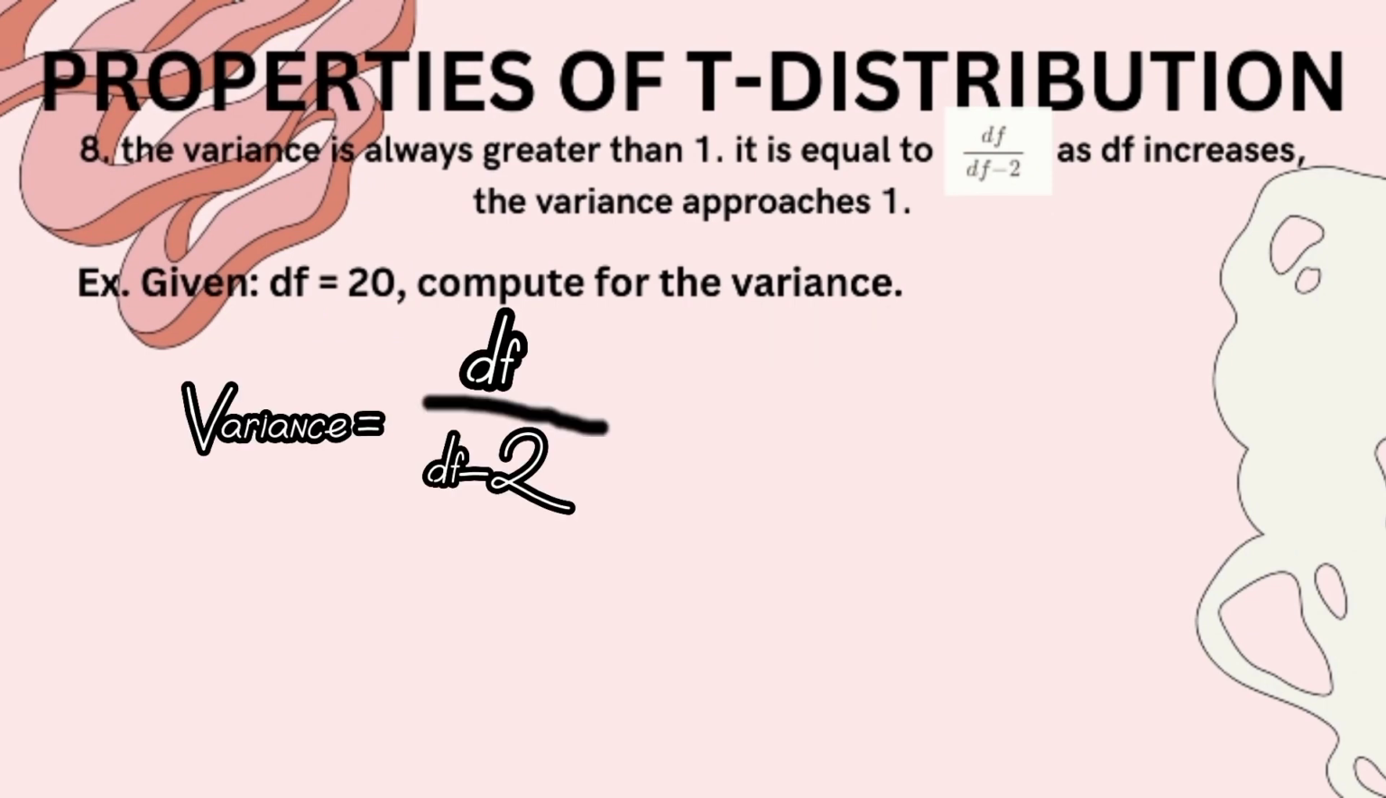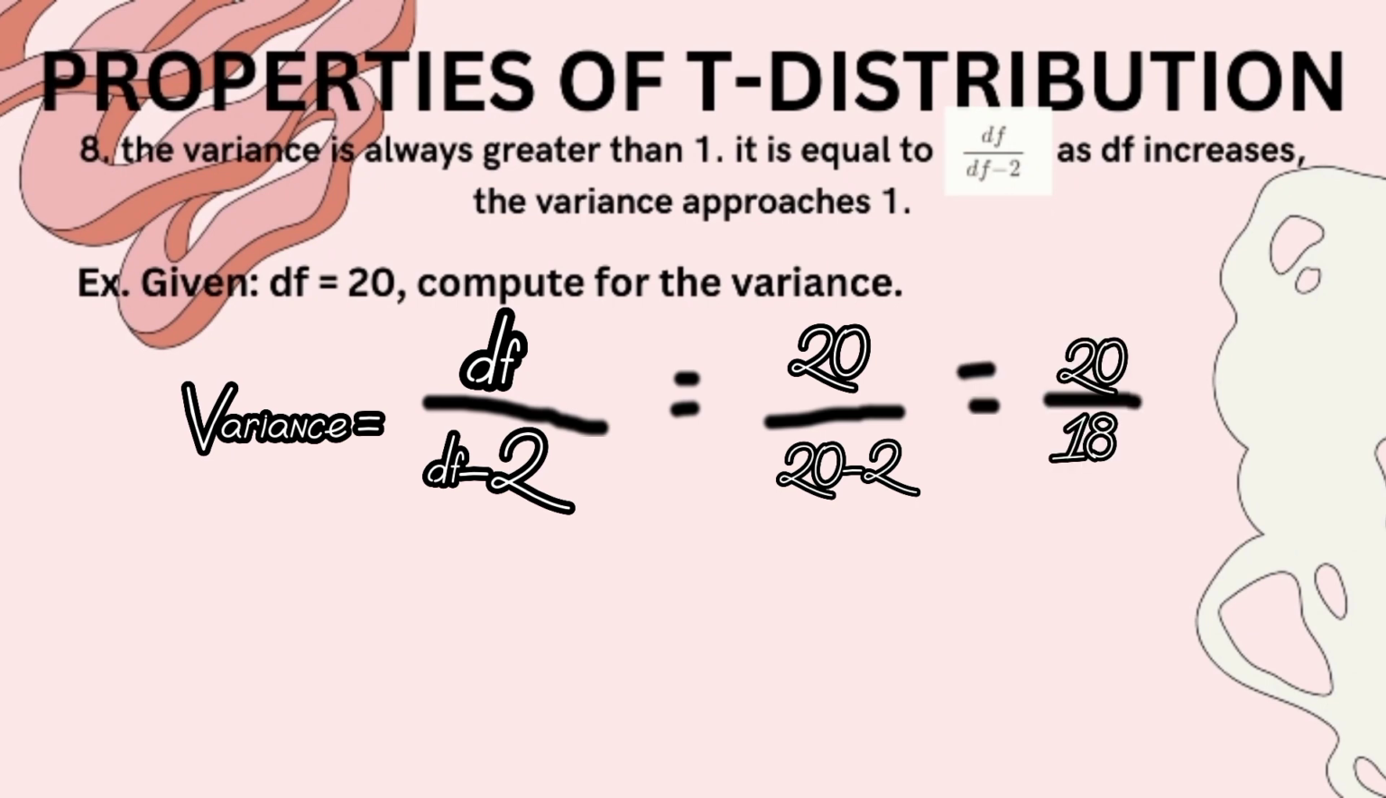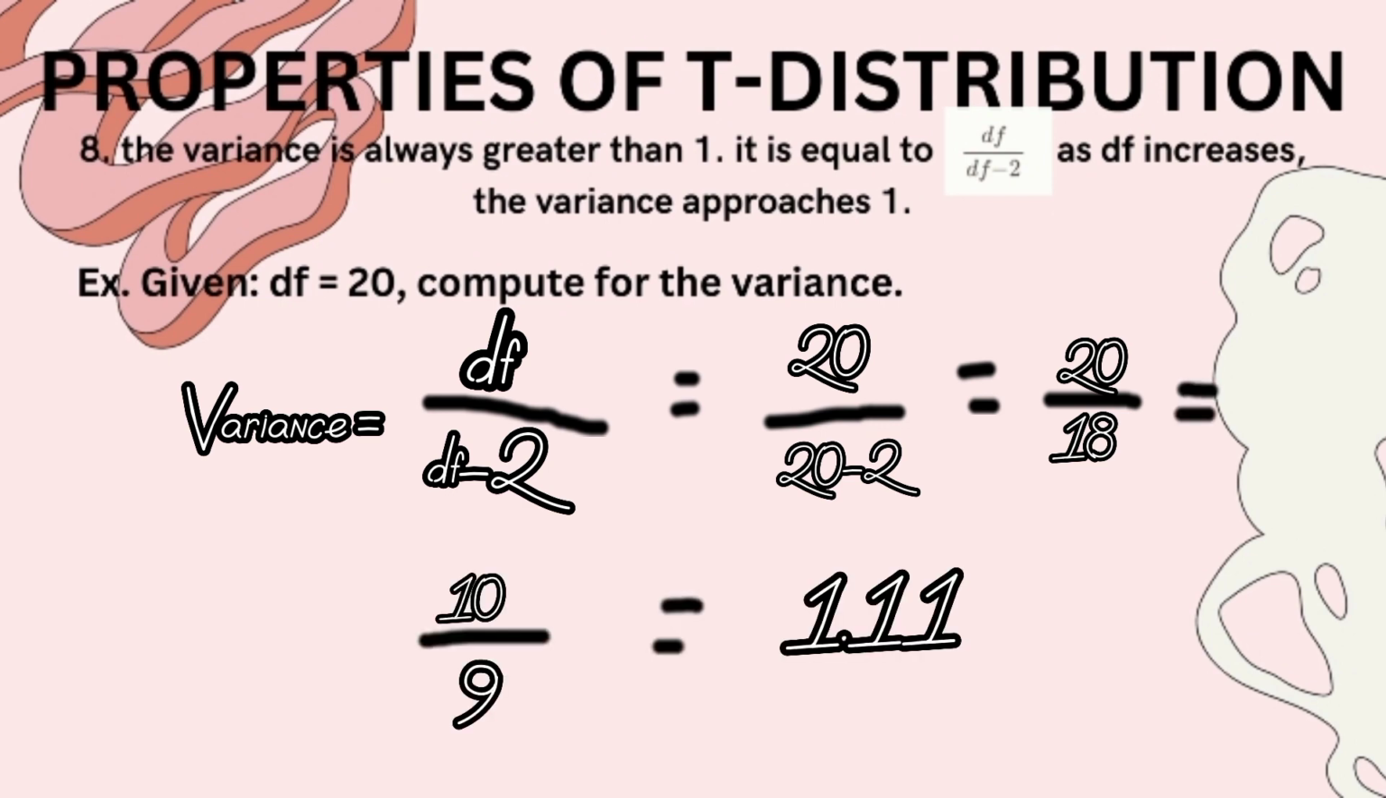So here is our formula. Let us substitute 20 for our degrees of freedom. And 20 minus 2 is equal to 18. 20 divided by 18 in lowest terms, both divisible by 2, is 10 over 9. And this is equal to 1.11.